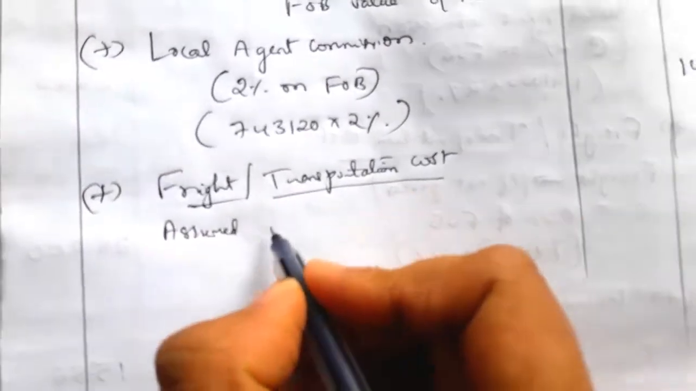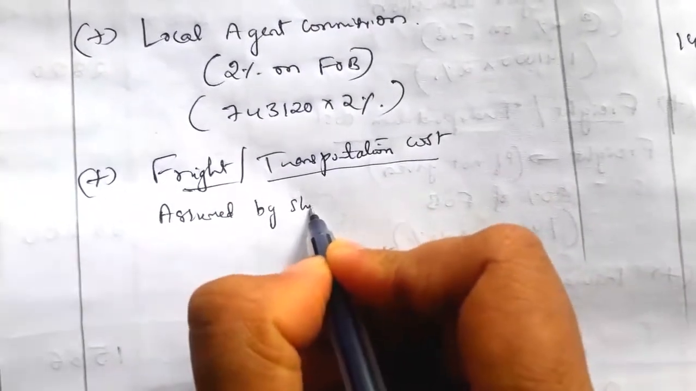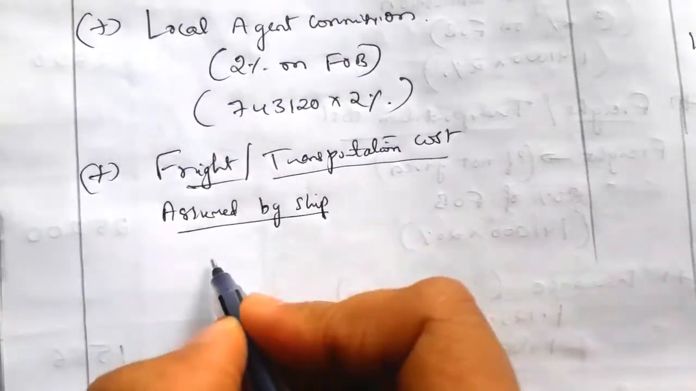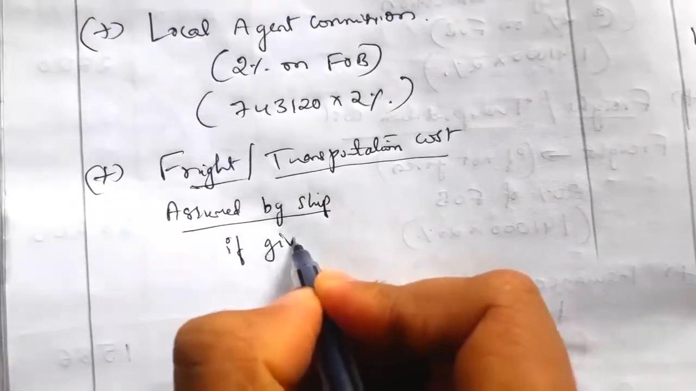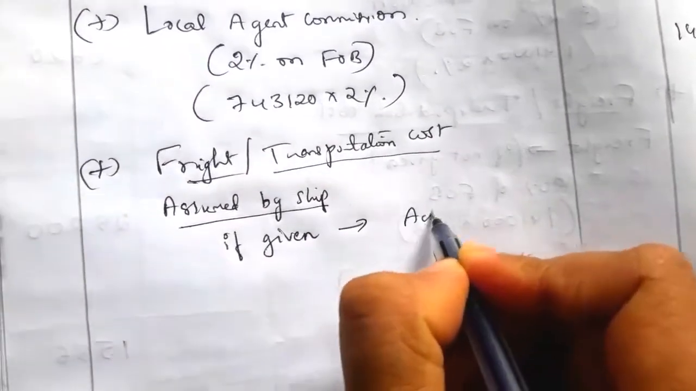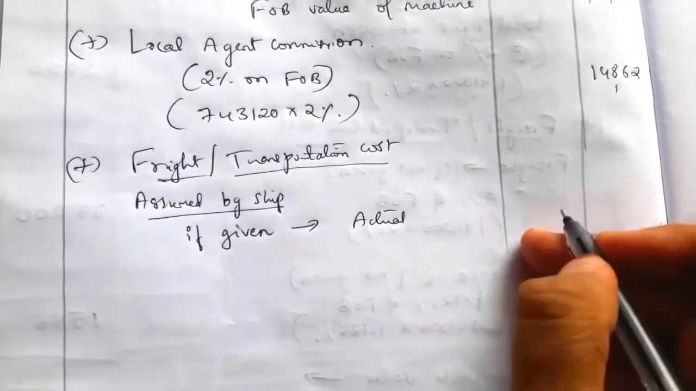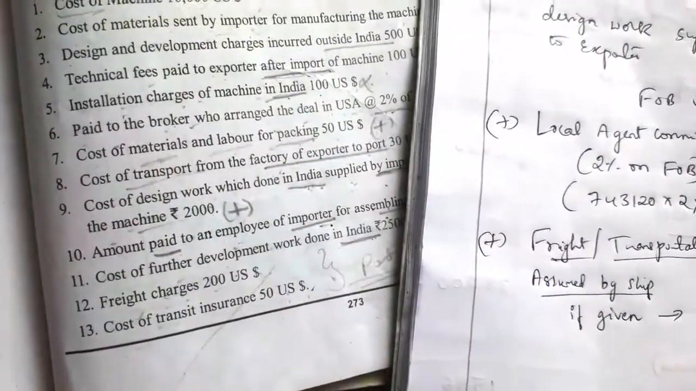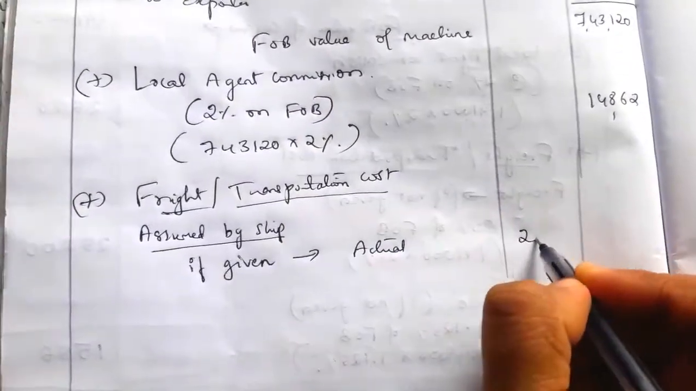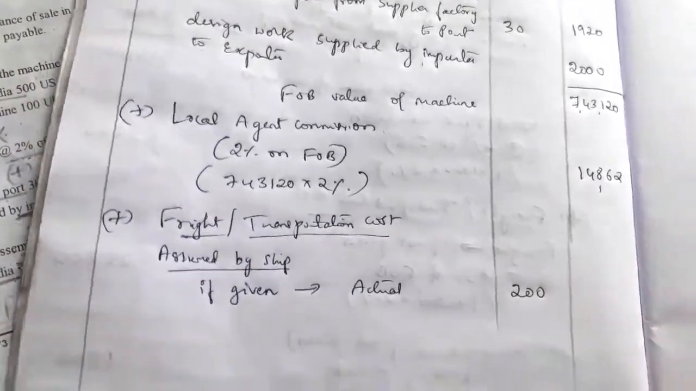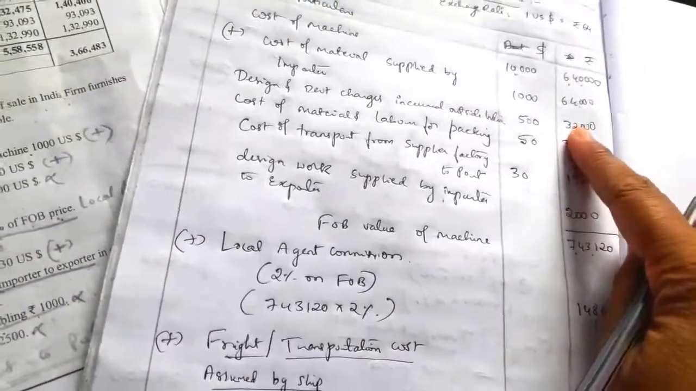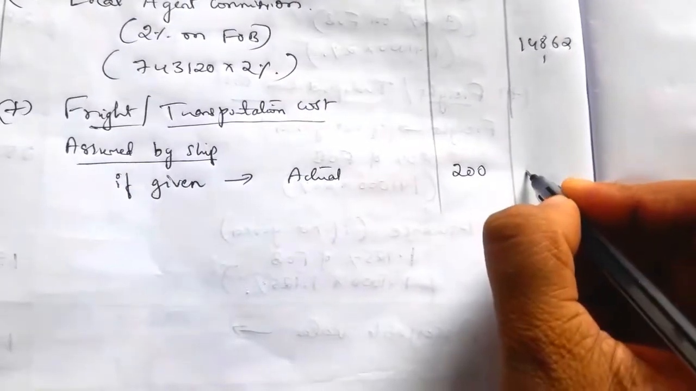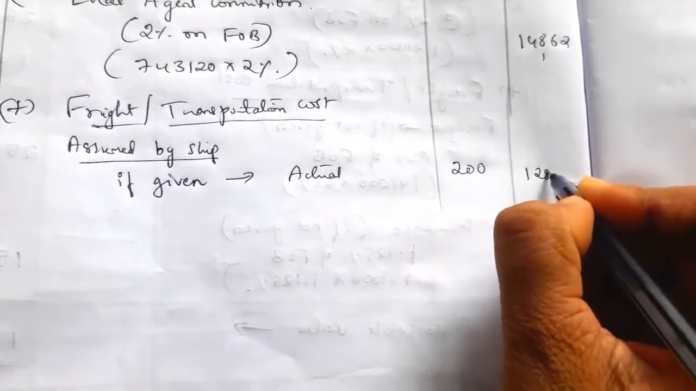So assuming transportation is by ship. In the case of ship, if given, what do we have to take? If given, we have to take the actual value. So what is the actual here? $200. So write the value in dollar column. So 200 into exchange rate 64 we have to do. So that is equal to 12,800.